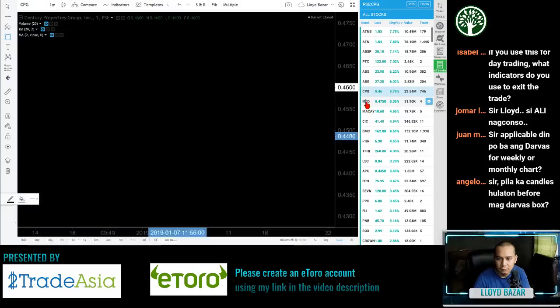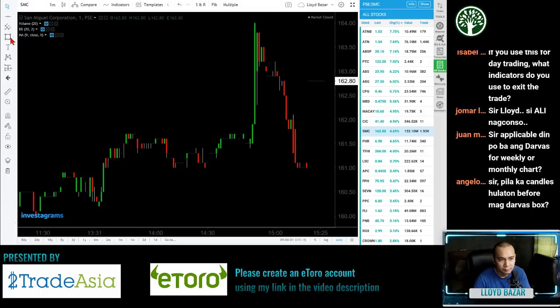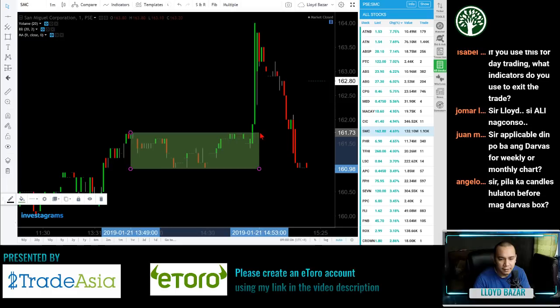Alright, let's try SMC. Here it is, consolidation. Here's a consolidation of the top point to the lowest point. And then there's the breakout right there. So this is a consolidation. Again, the term you need to really concentrate on is the consolidation. You just wait for where it breaks out. And there it is. Basically, breakout strategy pa rin.